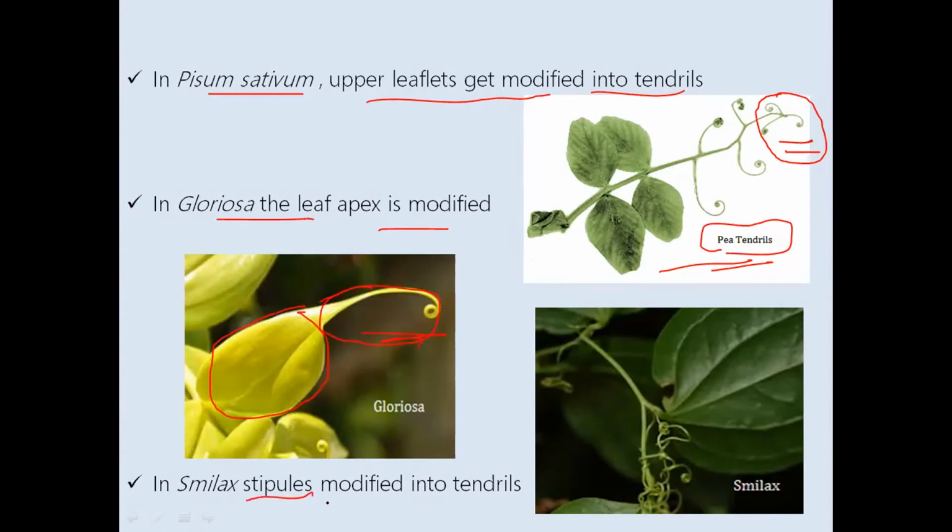In Smilax, the stipules are modified into tendrils. The stipules are present in the axil of leaves. This is the stipule, this is the main leaf. So you can see the stipules in Smilax are modified into tendrils. So these are different types of tendrils found in different plants.